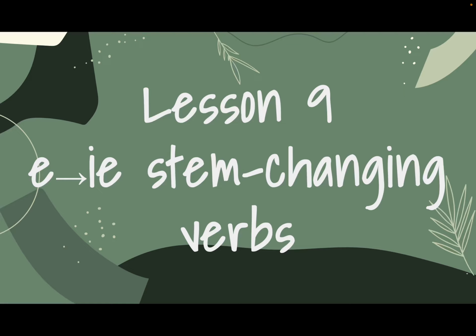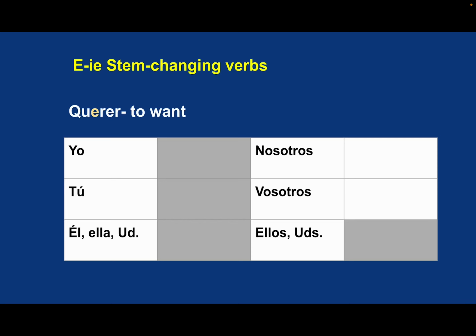We have E to IE stem changing verbs. We've discussed before the U to UE and the O to UE stem changing verbs. Here's another series of them. There's 5 types of stem changing verbs. This is the second of the ones that we have talked about. And when we deal with this, again, stem changing verbs, they're a pain.